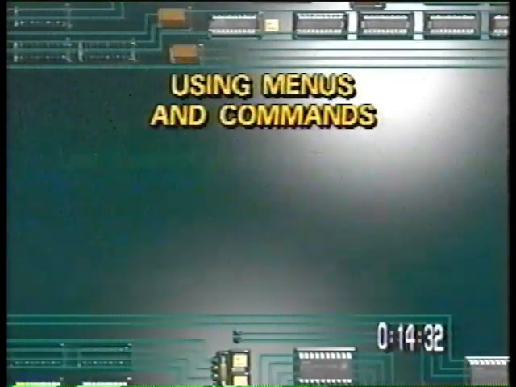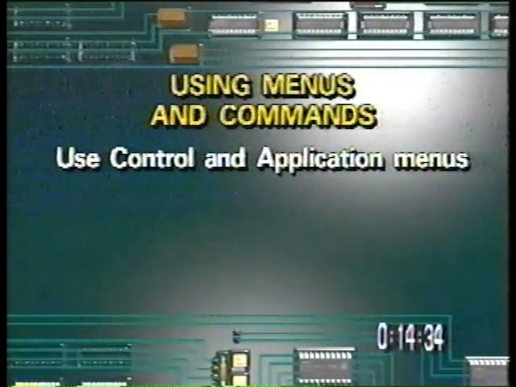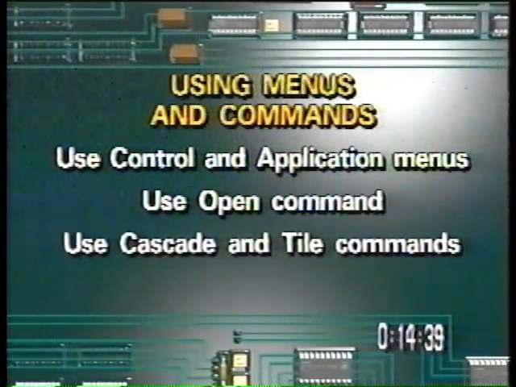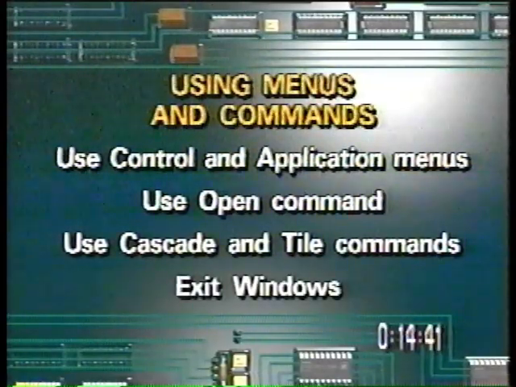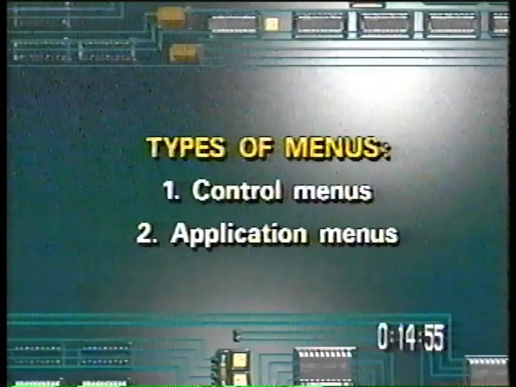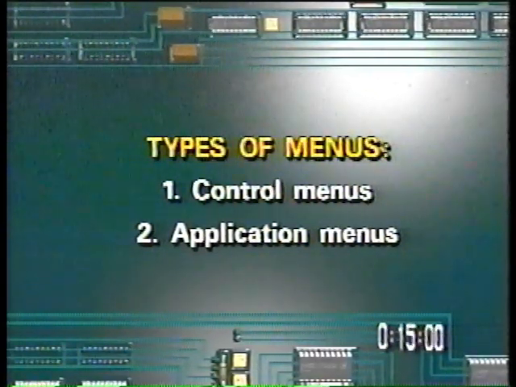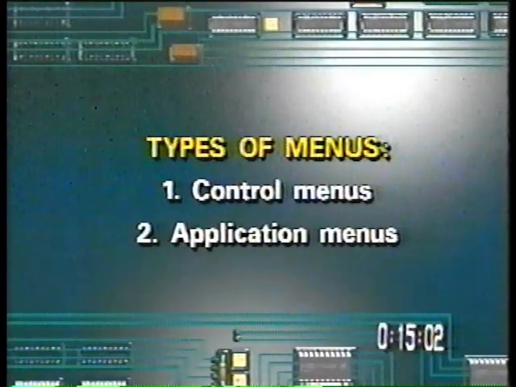In this lesson, you'll learn how to use Control and Application menus, use the Open command, use the Cascade and Tile commands, and exit from Windows. As we mentioned previously, a big advantage to using Windows is that you don't have to memorize a long list of commands. All the commands you'll need are listed on the Windows desktop in special boxes called menus. There are two main types of Windows menus, Control menus and Application menus. A window can contain both types of menus.